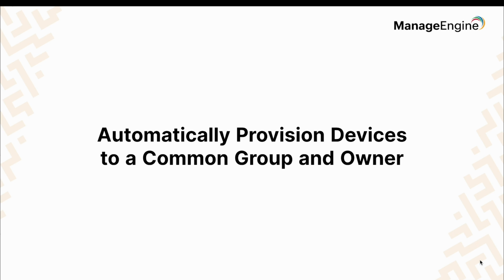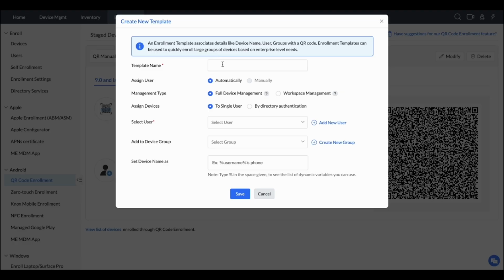For example, imagine you have warehouse devices that need to be assigned to a warehouse group and a common owner, like the warehouse manager. Here's how you can set this up. Create a template that assigns all warehouse devices to the warehouse group and sets the warehouse manager as the common owner. Select the management type as full device management or workspace management.